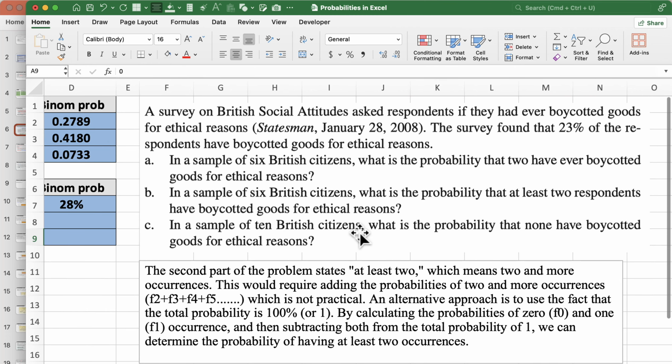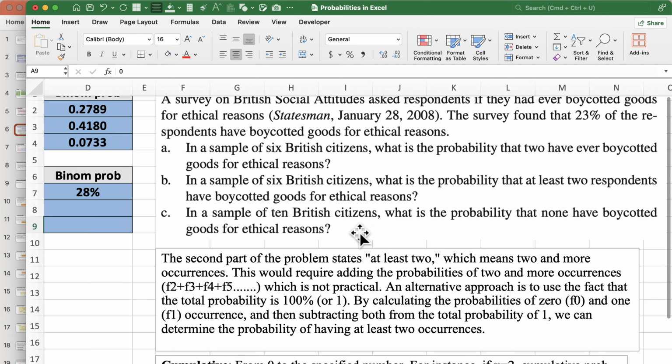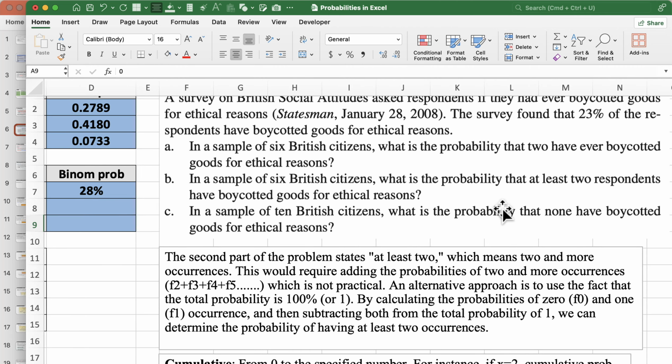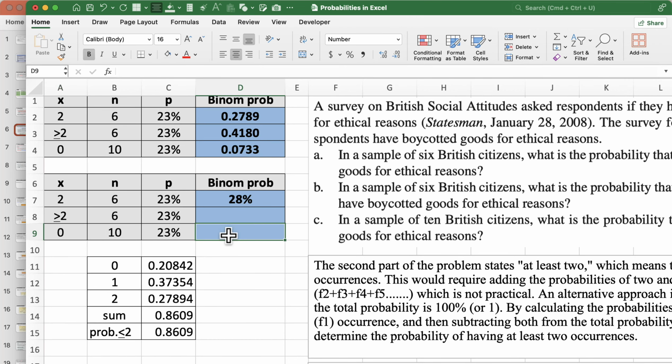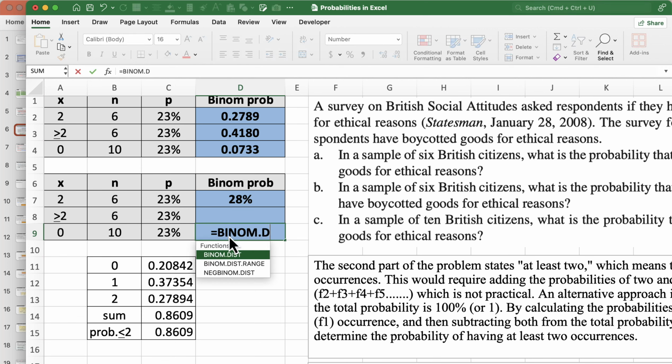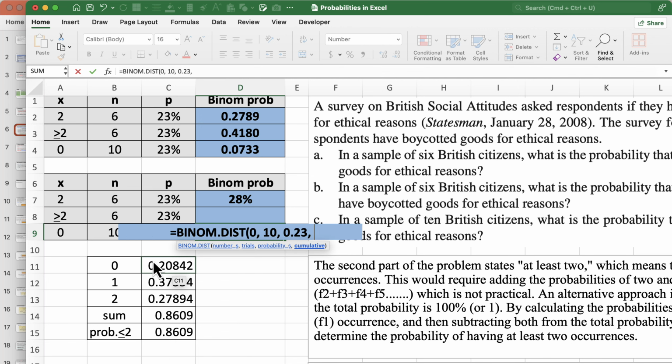What's the probability that none have boycotted goods for ethical reasons? So the value of n is 10 and the value of x is 0. None means 0 because we are interested specifically in calculating the probability of 0. Therefore, for cumulative, our input will be false and our formula will be BINOM.DIST, and then the first number is, we know, 0, trials is 10, and then probability is 23%, and then false because we are interested in calculating only the probability of 0.